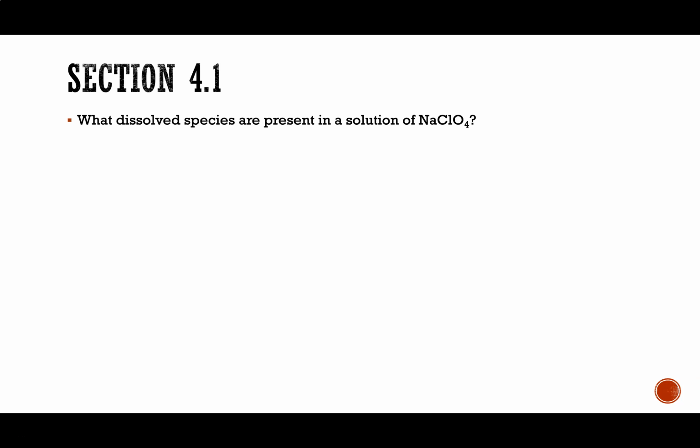What dissolved species are present? Again, you should recognize a polyatomic ion. When these two things dissociate, we're going to dissociate into a sodium metal, which is a +1 charge, based on its location and based on the charge of the polyatomic ion that it's attached to.